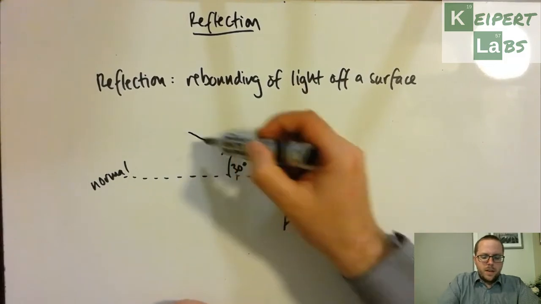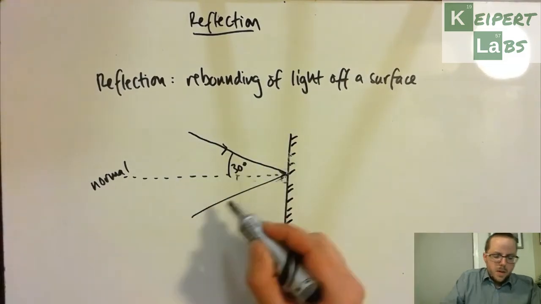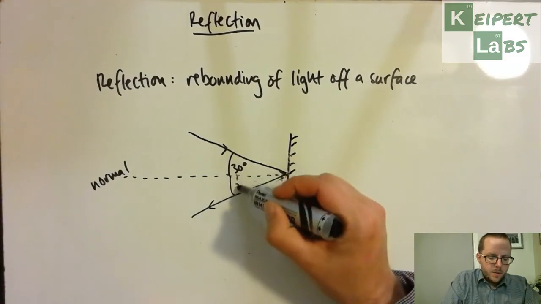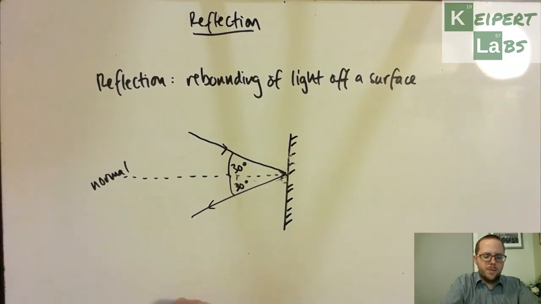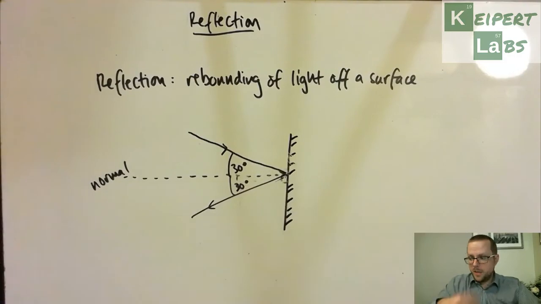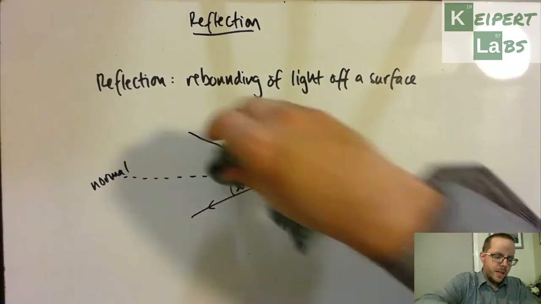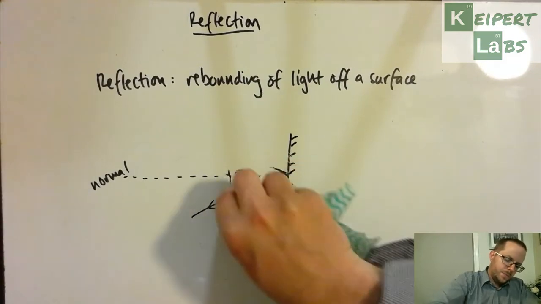So if the light is hitting at an angle of 30 degrees and then it rebounds off this surface, what we notice is that that angle is also 30 degrees. Okay, so we had 45 degrees and 45 before. We have 30 and 30. Let's try a different combination just to see if this pattern continues to bear out.